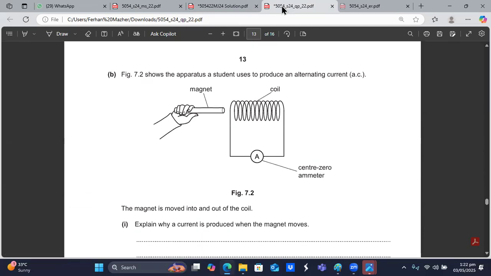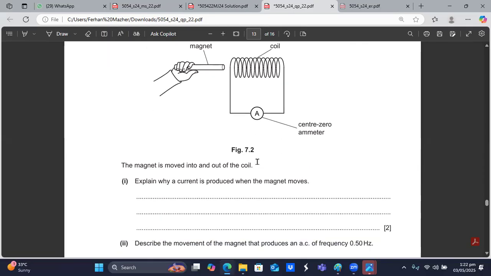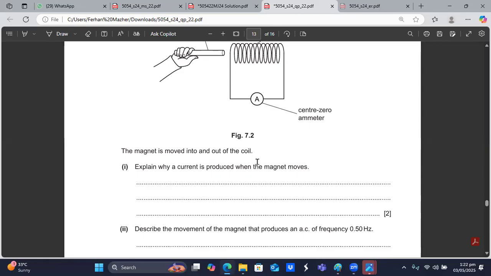He says, figure 7.2 shows the apparatus a student uses to produce an alternating current. So here we have a bar magnet in your hand. Here we have a coil. The coil is connected with a center 0 ammeter. The magnet is moved into and out of the coil. Explain why a current is produced when the magnet moves.